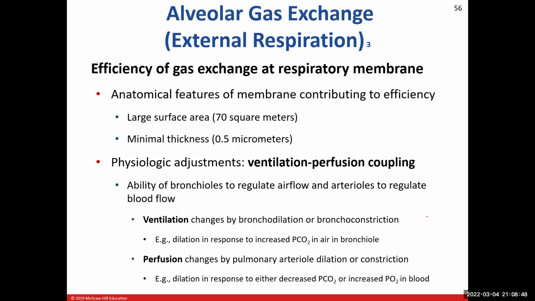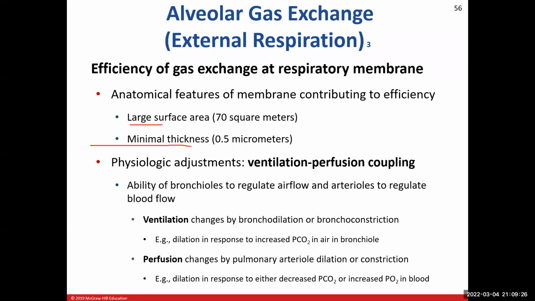Okay, so what contributes to the efficacy of this gas exchange? Well, one, you have a huge surface area, 70 square meters. That's roughly the size of half of a tennis court. That's huge. And we have a very thin respiratory membrane. I know that doesn't really mean much to you, 0.5 micrometers, but trust me, it's very thin.